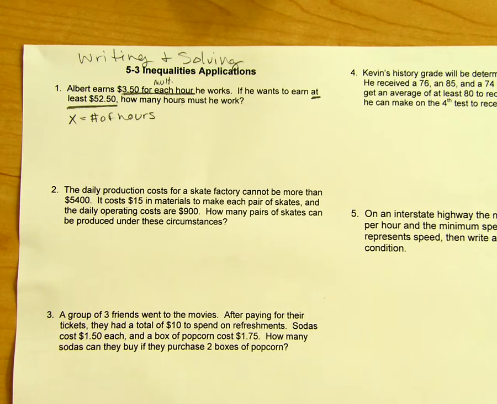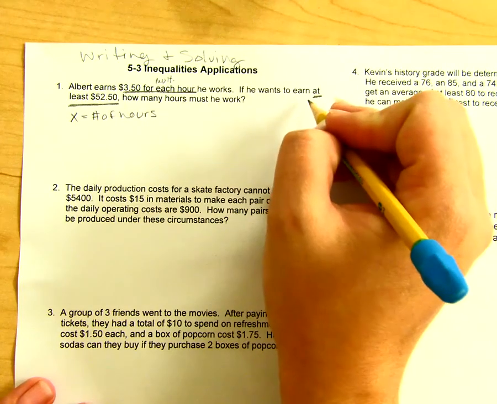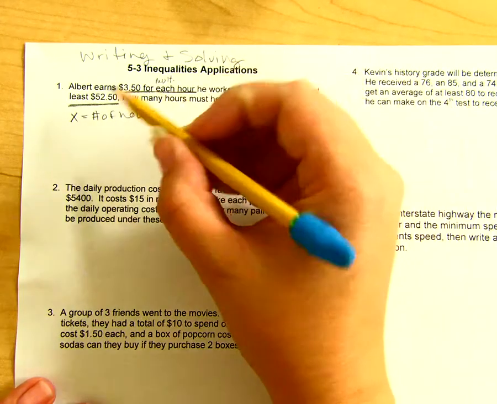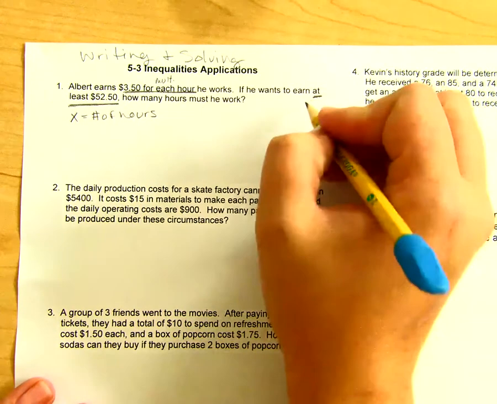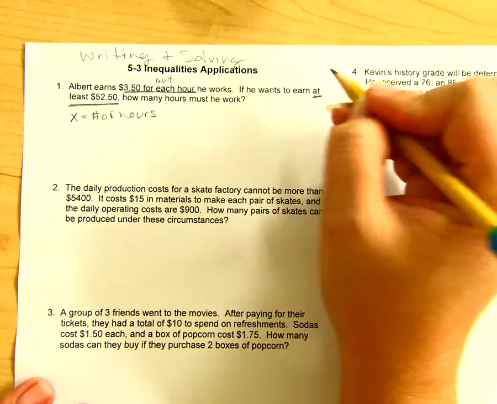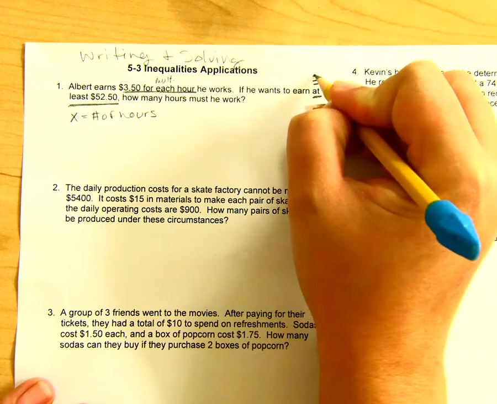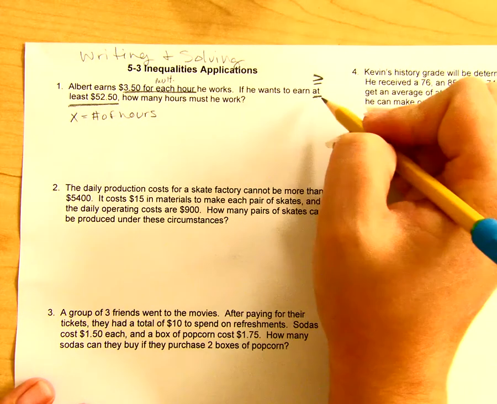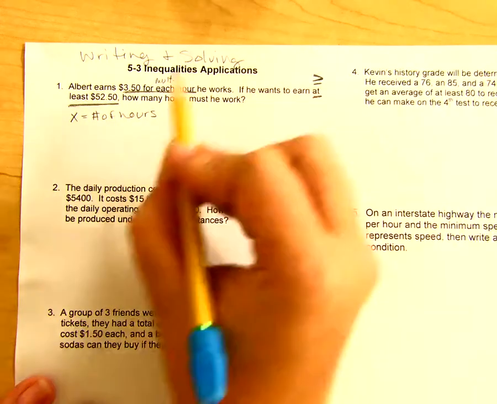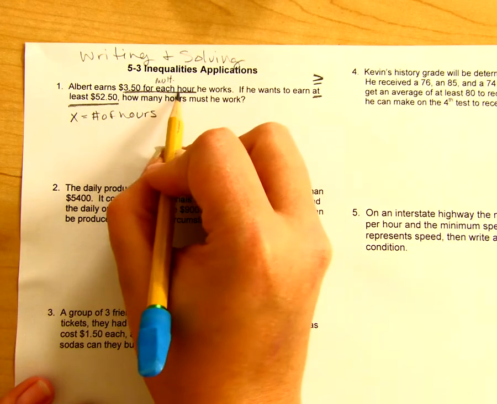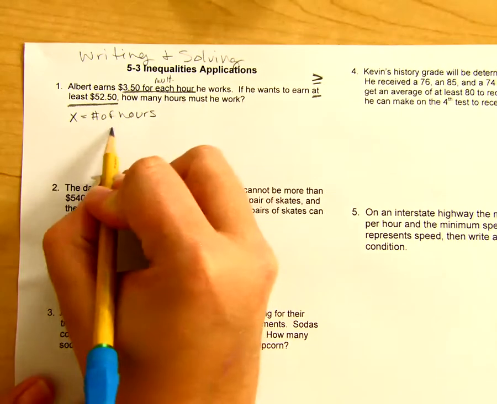Now there's a new term here, the term at least. At least says that he needs to earn $52.50 or more. So when they say at least, the value we're looking for can be equal to $52.50 or it can be greater than $52.50. So anytime you hear the words at least, you're going to use the greater than or equal to inequality symbol. In this case, they're telling us that it is $3.50 for each hour. So that says $3.50 times the number of hours.